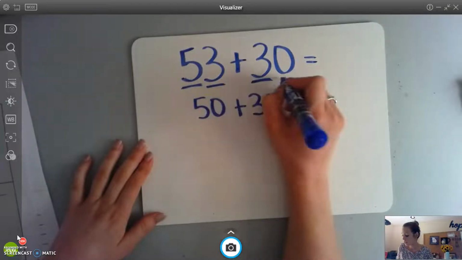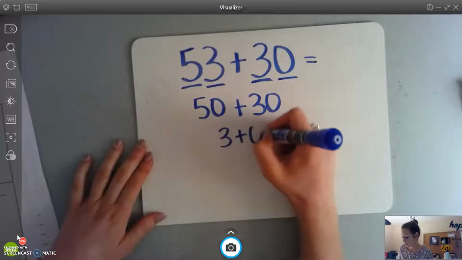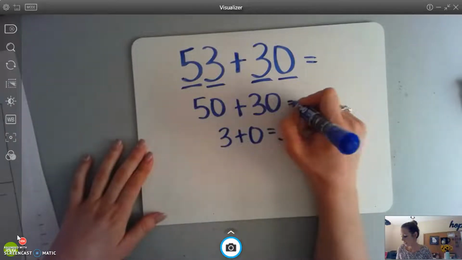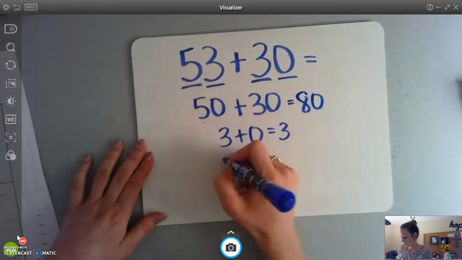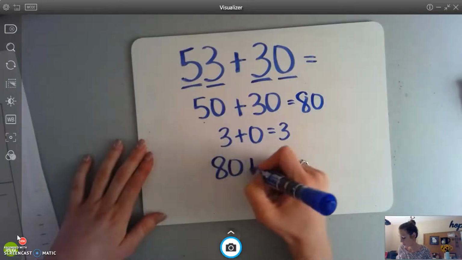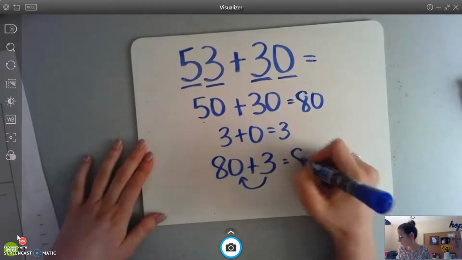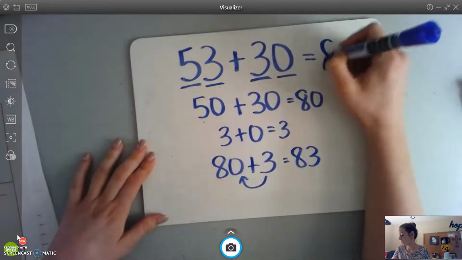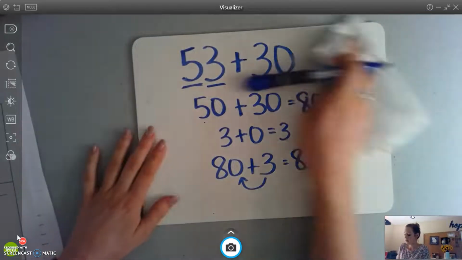And you can look at the ones place, and the ones place is going to stay the same because 3 plus 0 is 3, and 50 plus 30 is 80 because we know 5 plus 3 is 8. Then you're just going to do 80 plus 3, bring that 3 to the ones place, 83. So 53 plus 30 is 83. That's how you do it by decomposing numbers.